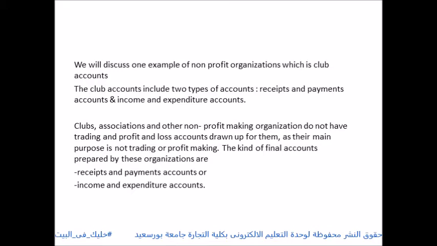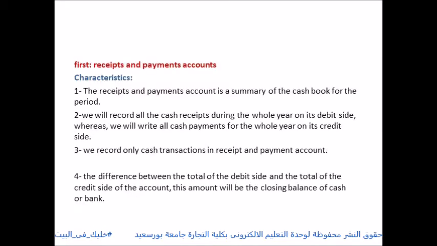The kind of final accounts prepared by these organizations are receipts and payments accounts or income and expenditure accounts. First, receipts and payments accounts. The characteristics. Number 1. The receipts and payments account is a summary of the cash book for the period.